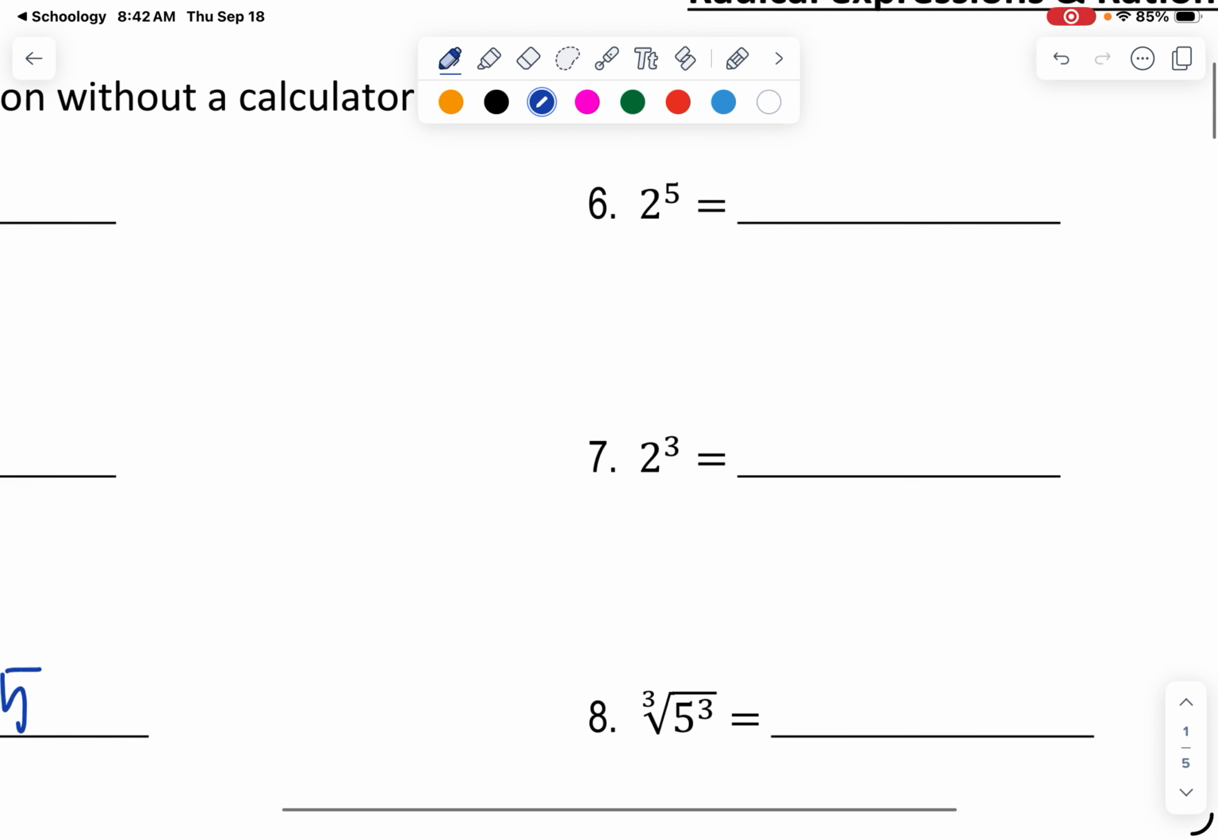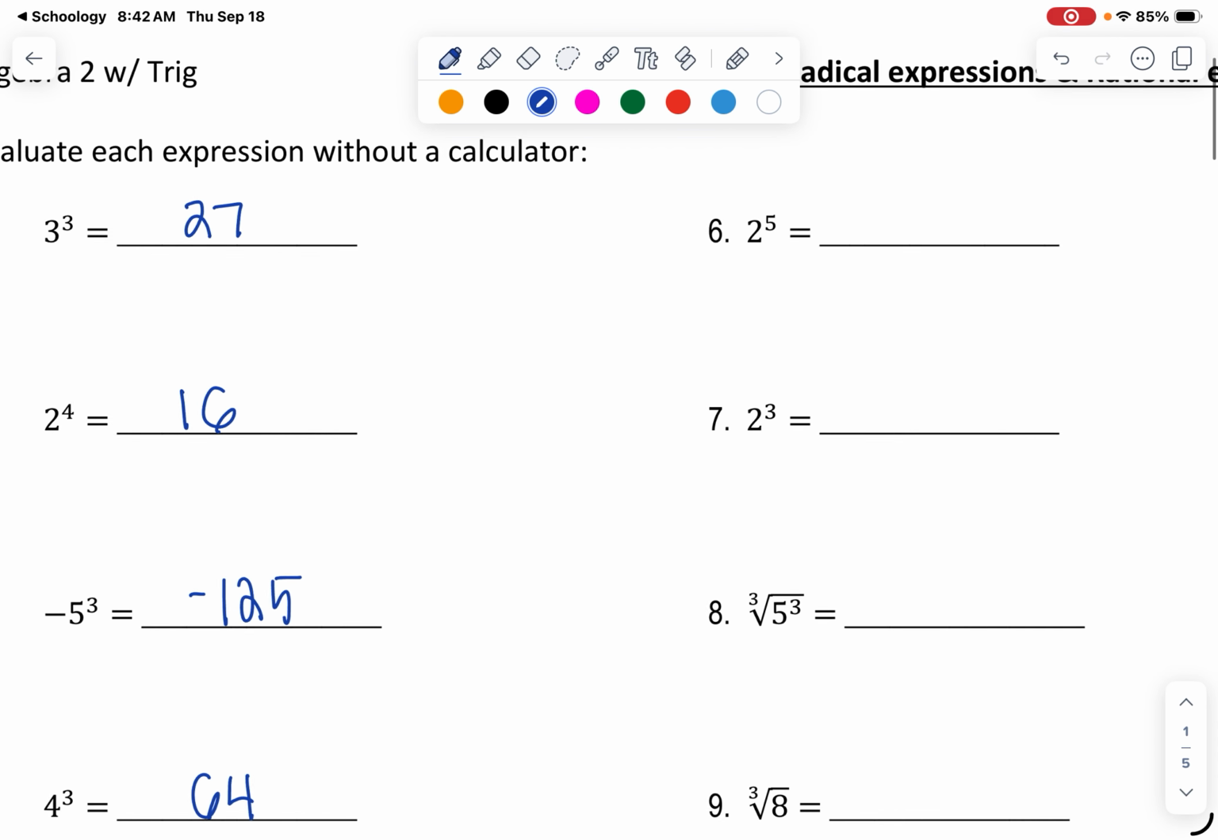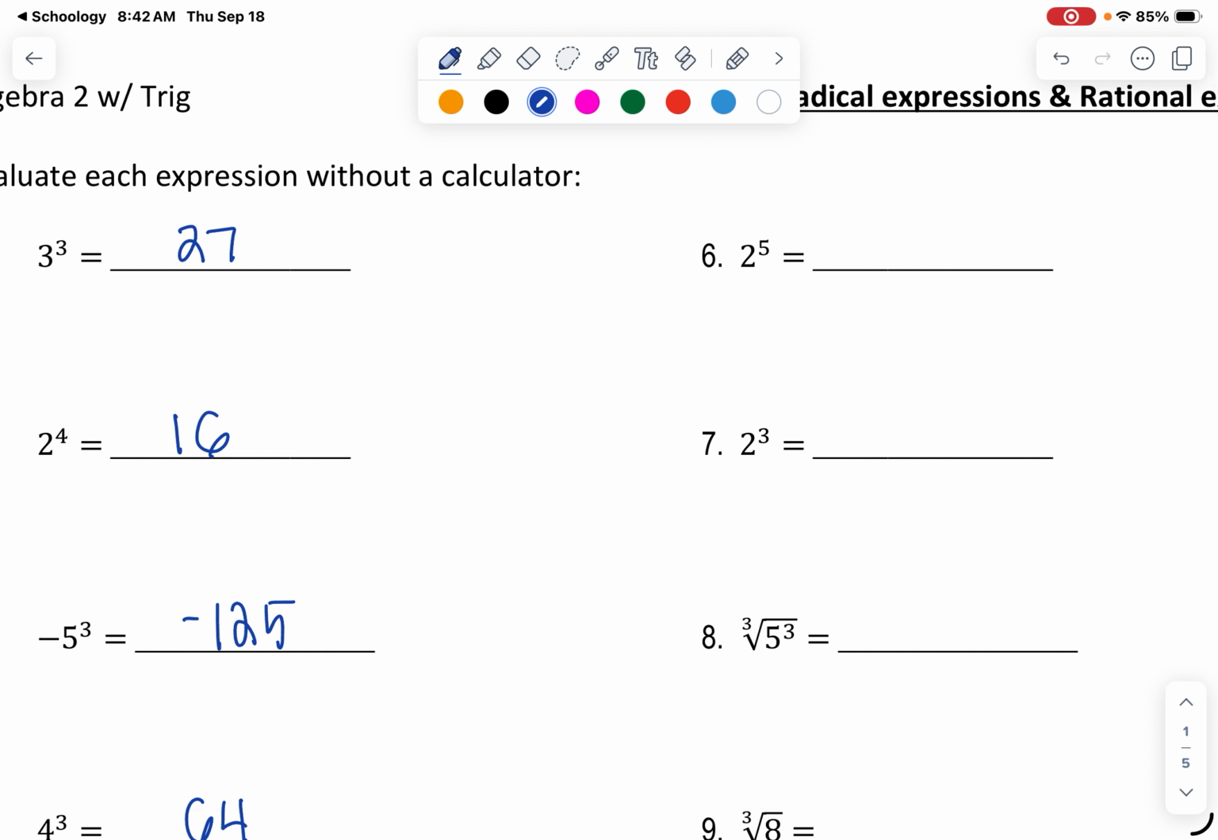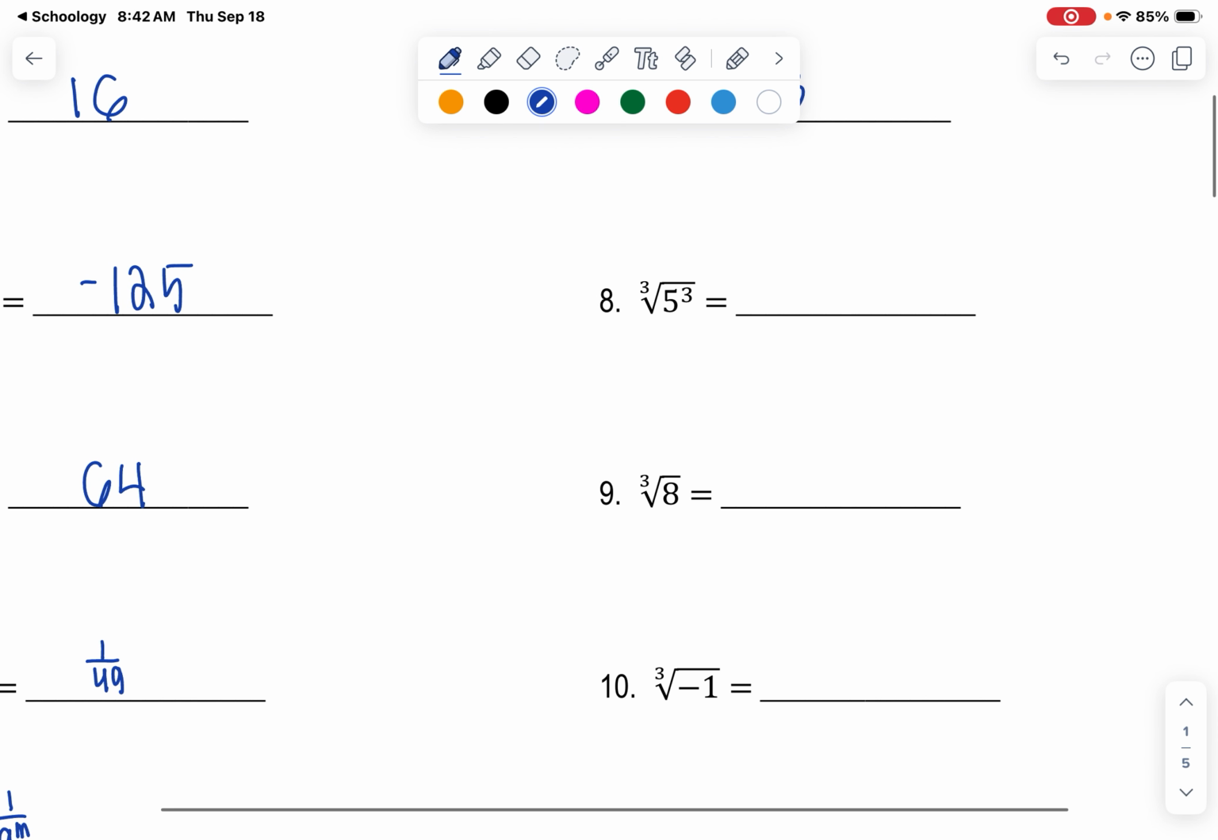Over here, 2 to the 5th power, we already did 2 to the 4th power is 16, so multiply that by 2 one more time, and you get 32. 2 to the 3rd power is 8. We have the cube root of 5 to the 3rd power. So remember, a square cancels out a square root, and a cube root cancels out a cube. So we just get 5.